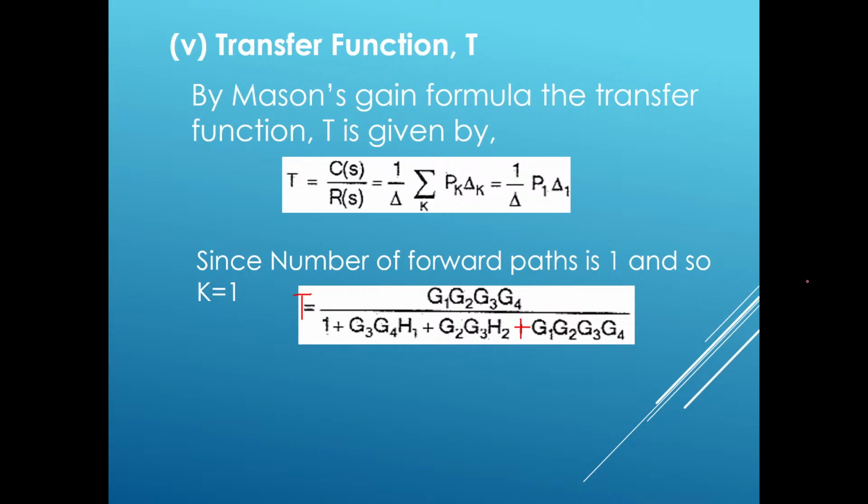So this was the smallest numerical problem, I think, of what we have discussed so far, because there were no non-touching loop gain values. I think I will conclude here.